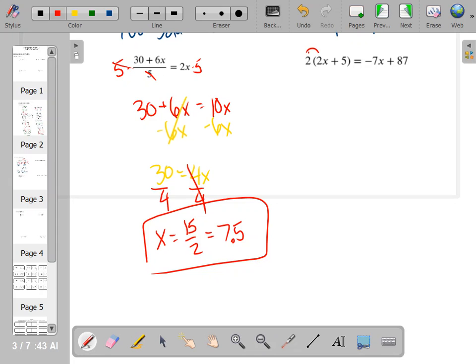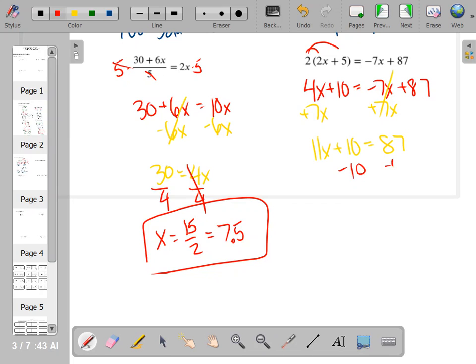One more with distributive property. 4x plus 10 equals -7x plus 87. Let's collect all our variables. I have 4 and -7. -7 is smaller, so I will do the opposite and add 7x to both sides. Now I have 11x plus 10 equals 87. Next up, I'm going to subtract 10 on both sides. It's a two-step equation at this point. And then lastly, divide both sides by 11. So x equals 7.